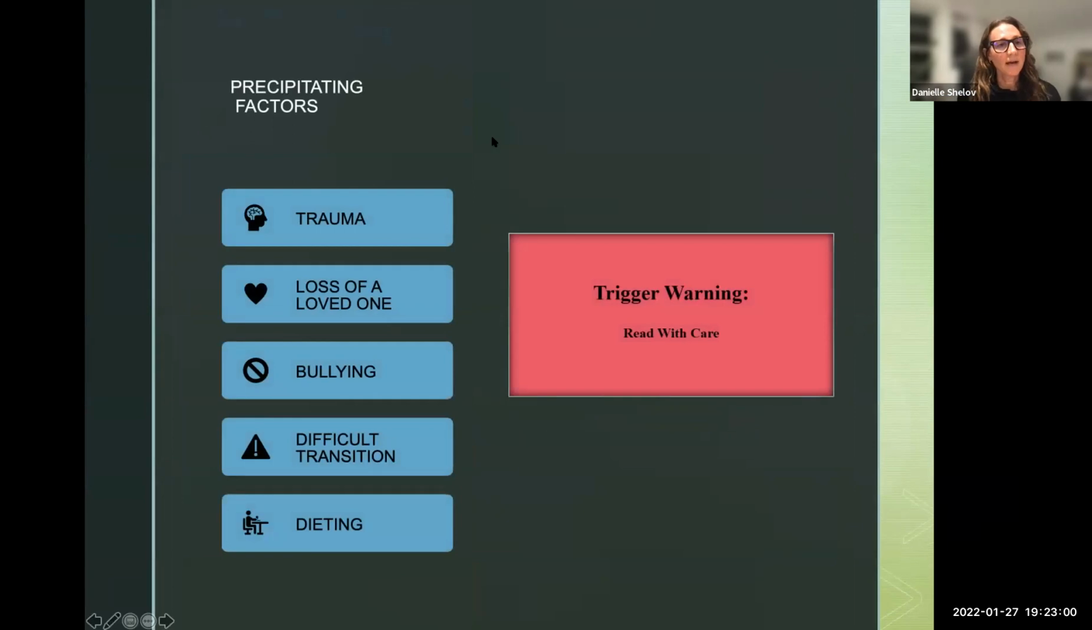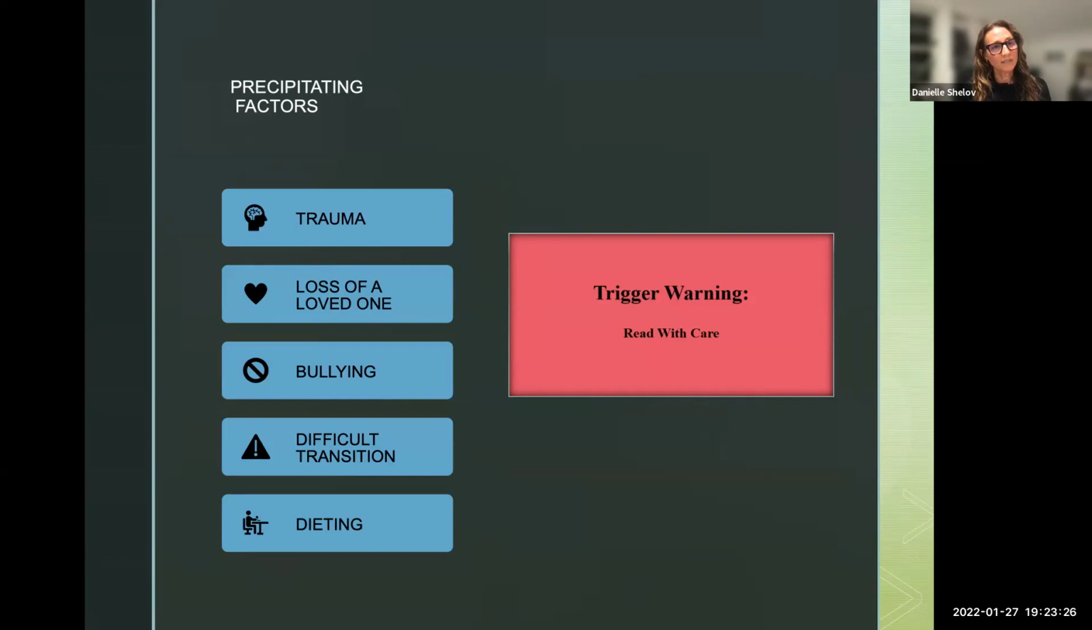So precipitating factors, meaning triggers. A lot of these come under the umbrella of trauma, right? But there's two different ways to look at this. Eating disorders also develop in people that don't have the biology, right? So that's important. They can develop in both, but both biologically loaded and non need some type of precipitating factor.